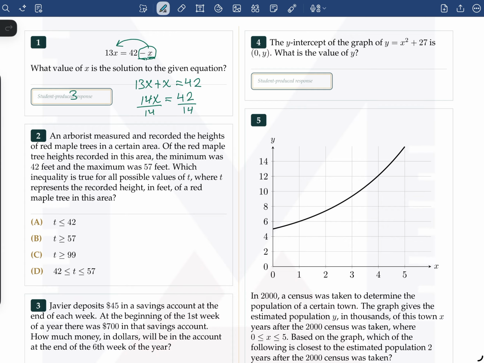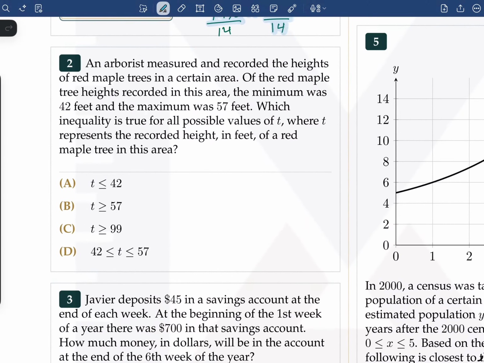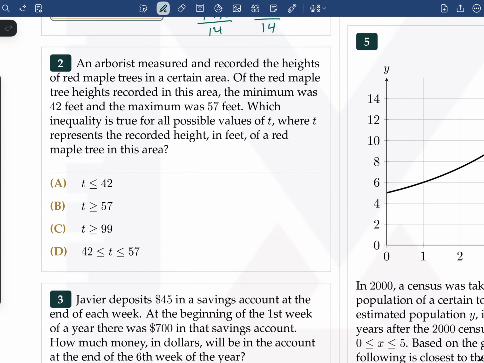Here is the second one. An arborist measured and recorded the heights of red maple trees in a certain area. Of the red maple tree heights recorded in this area, the minimum was 42 feet and the maximum was 57 feet. Which inequality is true for all possible values of t, where t represents the recorded height in feet of a red maple tree in this area?